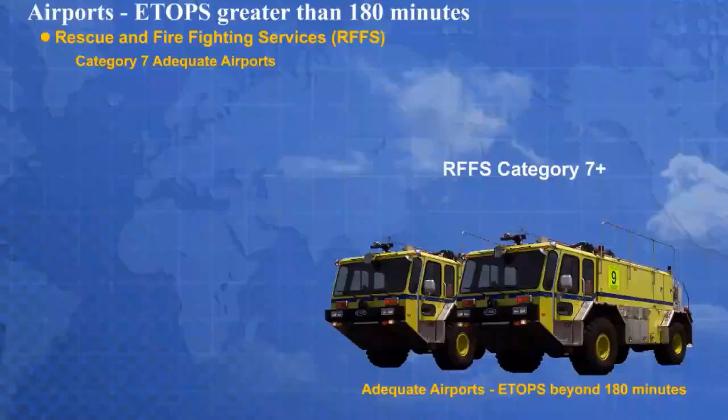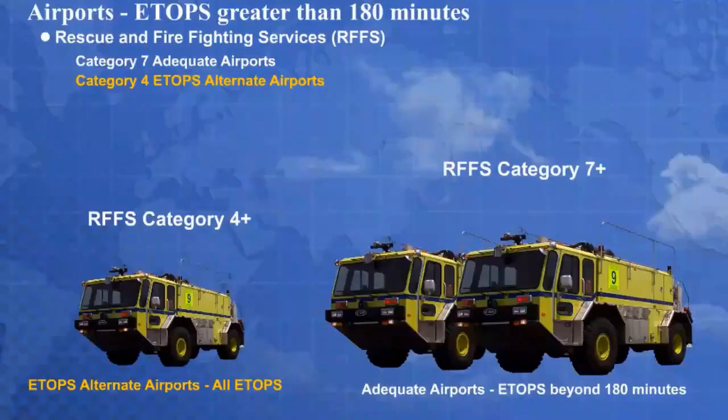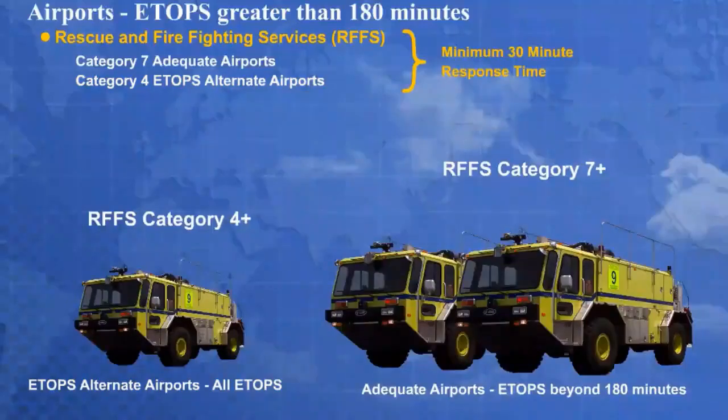First, there must always be an adequate airport within the ETOPS area with an RFFS response capability of ICAO Category 7 or higher. This requirement is in addition to the RFFS 4 minimum capability for designated ETOPS alternate airports, which was discussed earlier in this lesson. Note that local firefighting assets may be used to meet ETOPS RFFS requirements if a 30-minute response time to the alternate airport can be demonstrated.